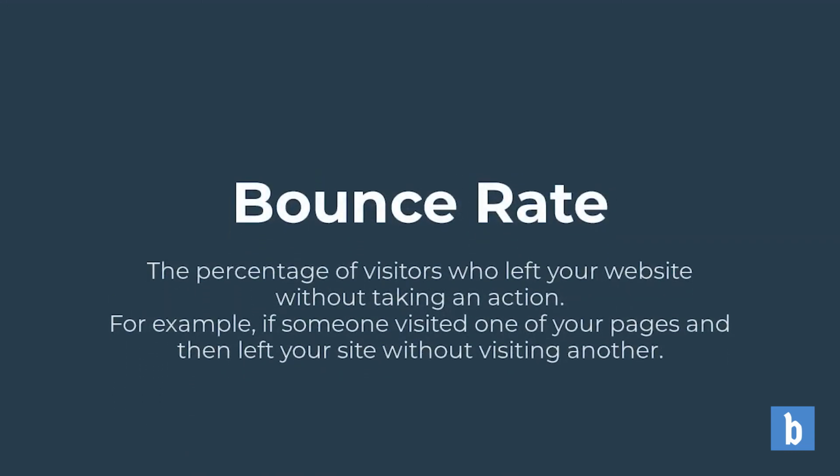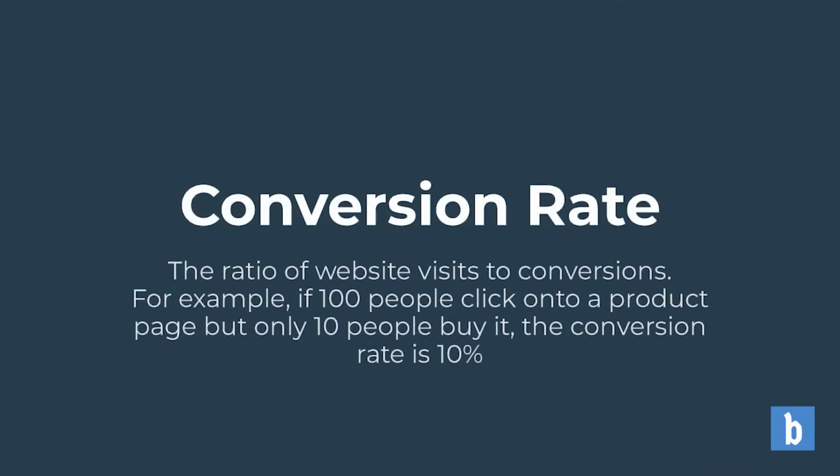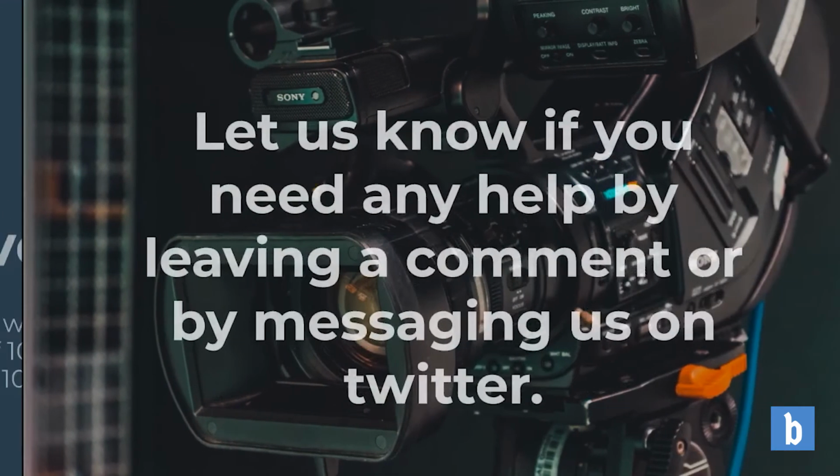Bounce rate. The percentage of visitors who left your website without taking an action. For example, if someone visited one of your pages and then left your site without visiting another. Page speed. The page speed is the time it takes for your content to be visible and interactive after originally clicking onto the page. And finally, conversion rate. The ratio of website visits to conversions. For example, if 100 people click onto a product page, but only 10 people buy it, the conversion rate is 10%.